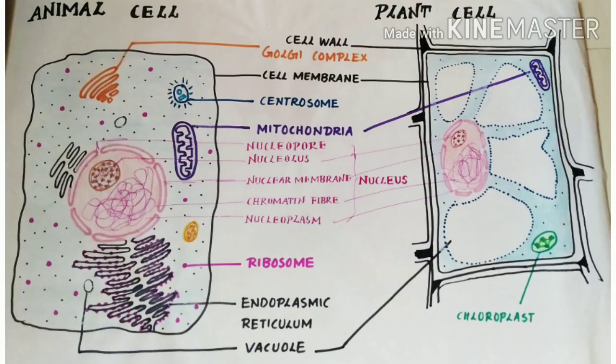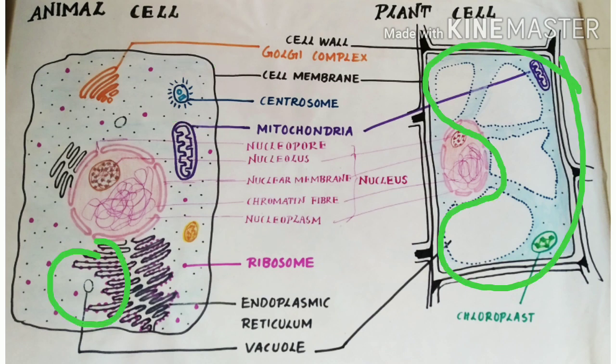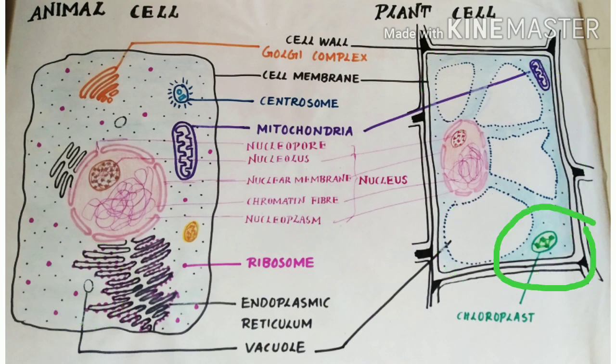Let's revise the differences between plant cell and animal cell. Cell wall is present in plant cell but is absent in animal cell. Centrosome is present in animal cell but is absent in plant cell. In plant cells, the vacuoles are large and prominent, but in animal cell, if present, they are very small. Plant cells usually contain plastids, but animal cells do not contain them.